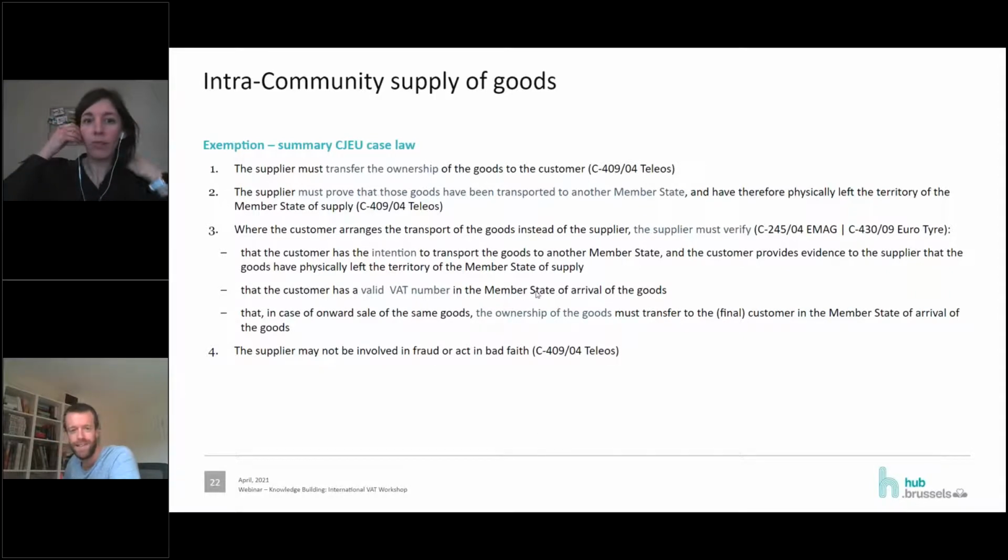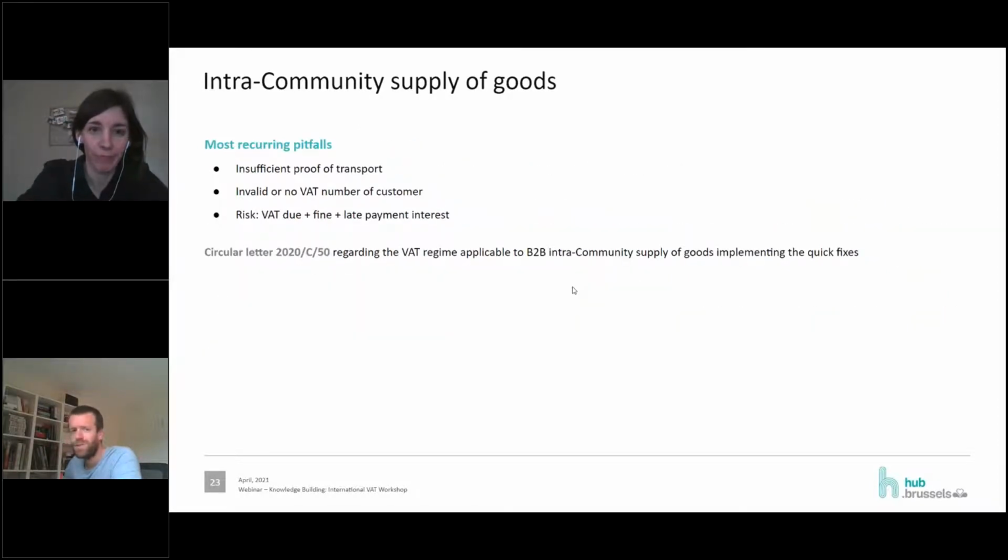Again, sorry, I was not showing the right slides. So that's the ECJ case law that I just talked about. What are the most recurring pitfalls? Well, and that is really important. Believe me, we see that in practice every day.